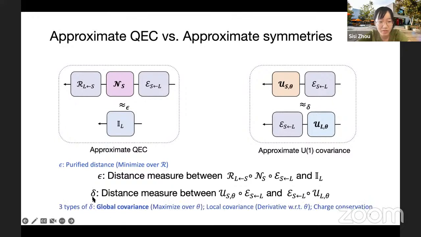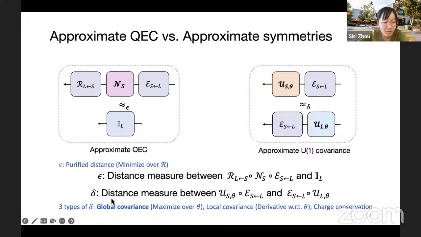And there are actually three ways to define delta. The first one is called global covariance violation, which is basically the case where we maximize the distance measure over the entire group, which means we maximize it over all theta. We could also consider local covariance violation, which basically means that we consider the derivative of this distance measure with respect to theta. And one could even consider the charge conservation, which is kind of the difference between the input charge and output charge given a quantum state.